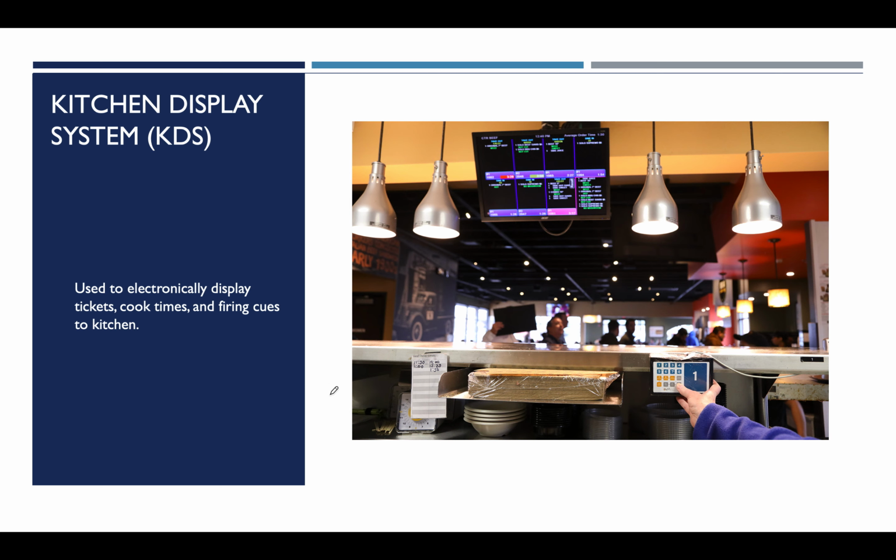But the point of this is it's kind of like a self-expoing system. So yes, you still need someone to stand in the window and make sure that the food's coming out correctly, but they're not constantly barking orders to stations that may be very far away from each other in the kitchen. So that's the point of that.